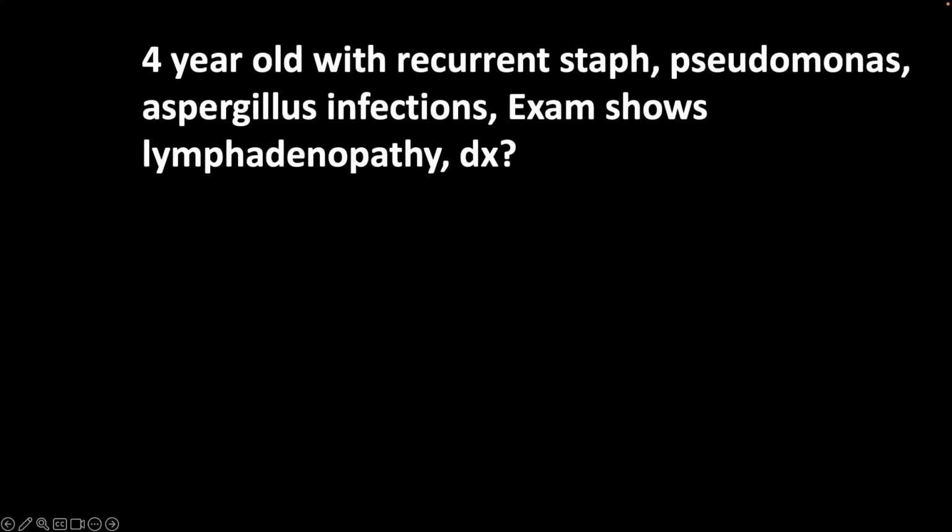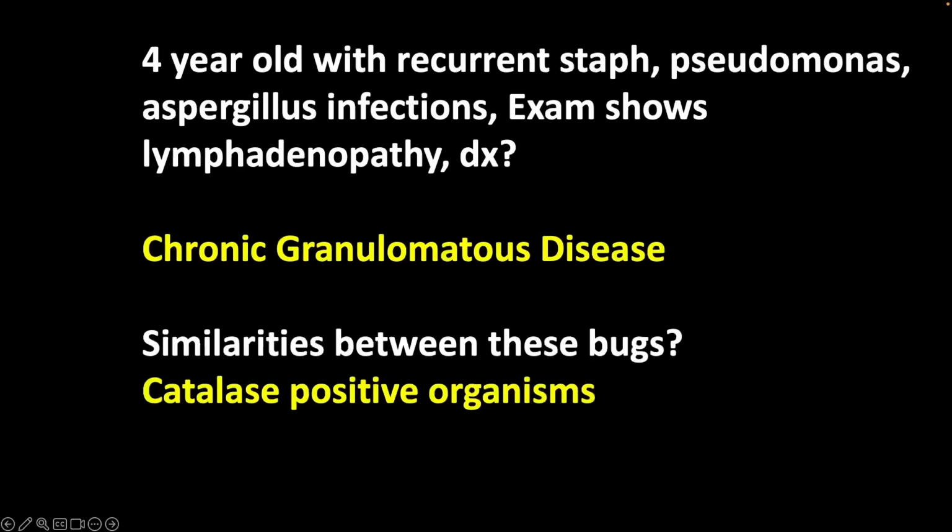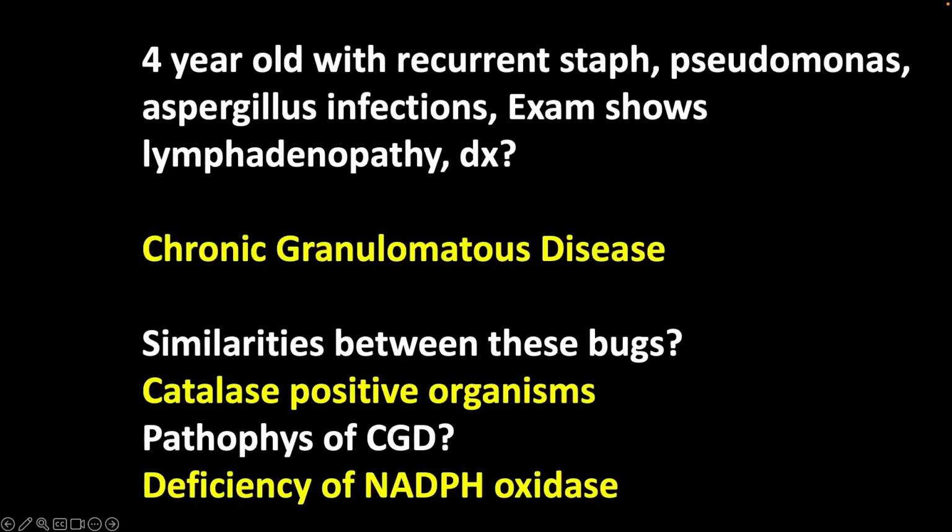Now we have a 4-year-old with recurrent staph, Pseudomonas, Aspergillus infections. Exam shows lymphadenopathy. What's your diagnosis? Chronic granulomatous disease, also known as CGD. And the key thing with CGD is all the bugs that the patient is affected by are catalase positive organisms. And what's the pathophys of CGD? You have a deficiency in the NADPH oxidase, impaired oxidative burst.